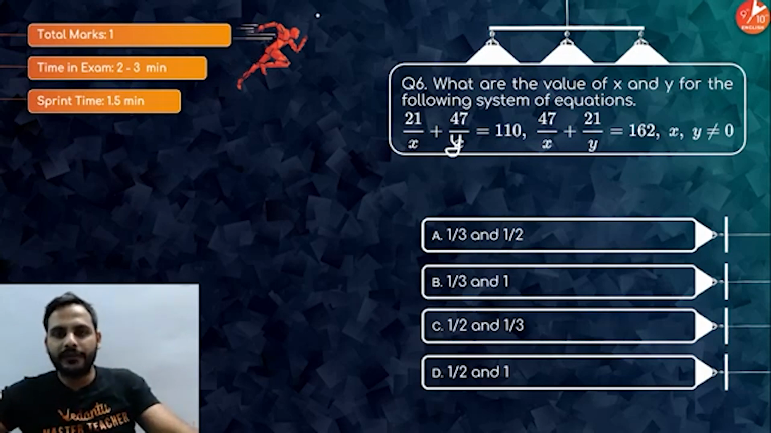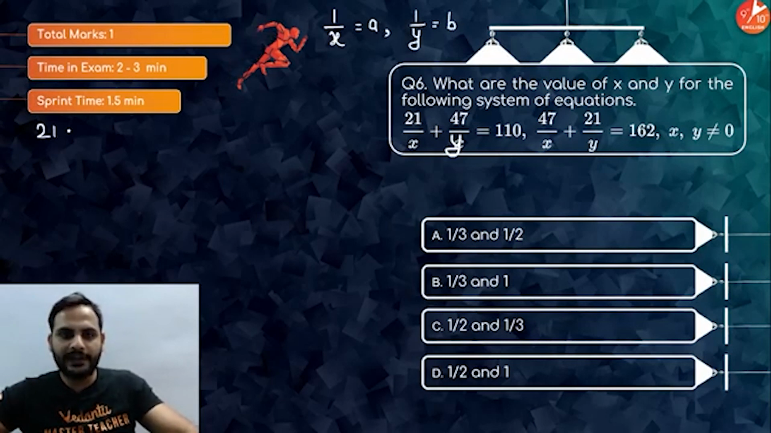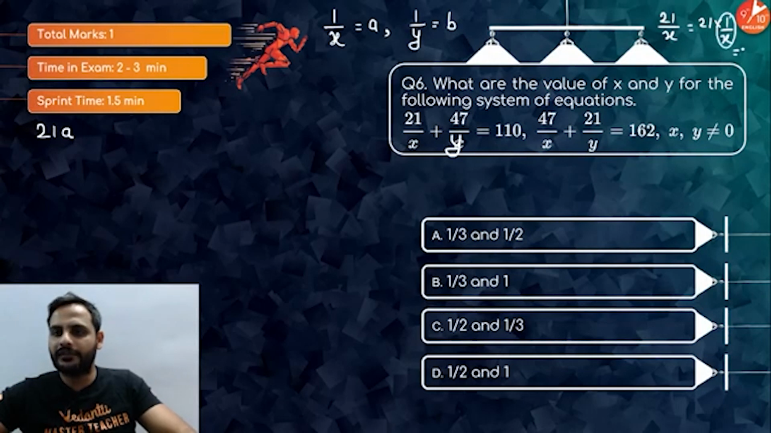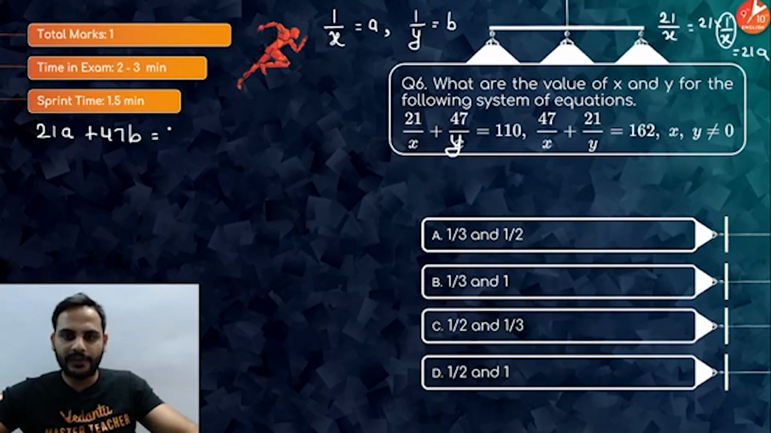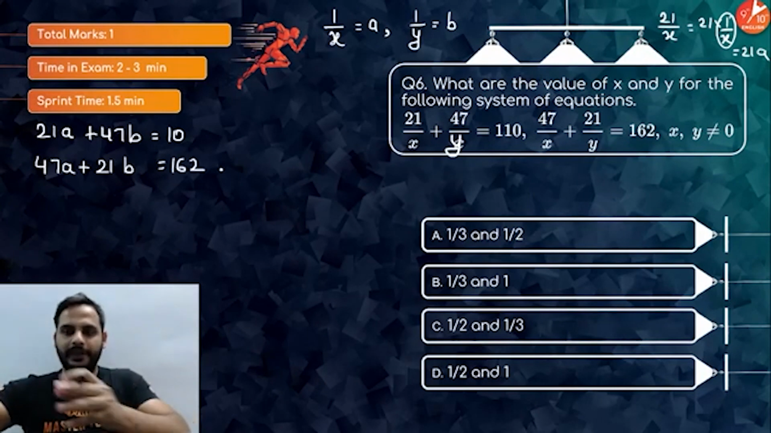How? Look, this 21 upon x is there. Now, if I take 1 upon x as, let's say, a and 1 upon y as, let's say, b, the equation will become 21a. 21 upon x can be written as 21 into 1 upon x, and 1 upon x is a, so 21a. Similarly, this will become plus 47b is equal to 110. Okay, here you have 47a plus 21b is equal to 162.